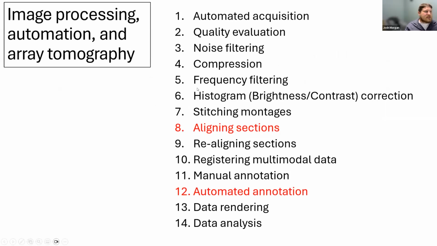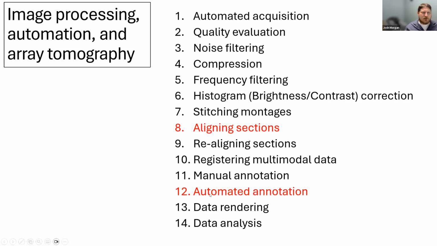Okay, so there's a lot of image processing that can go into this process and really making the data usable. So here's about 14 steps. I'm sure I missed some, from automated acquisition all the way to data analysis. And I'm going to try to go through most of these, which gives me about a minute and a half per step. So I'll try to be efficient, but not totally confusing.